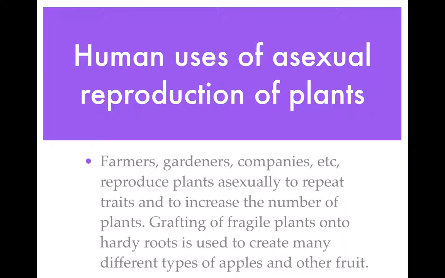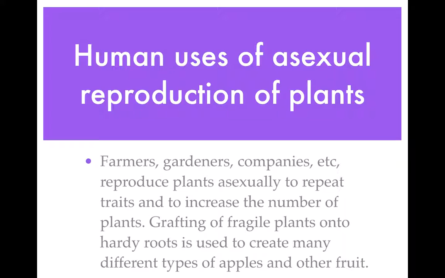So we use asexual reproduction to our advantage. Farmers, gardeners, companies, they'll reproduce plants asexually to repeat the traits. If a plant has a positive trait, or it's producing a lot of fruit, or it's really hardy and it's growing well, they'll try to reproduce that plant so that they can have more of them. So they'll use asexual reproduction to do that.